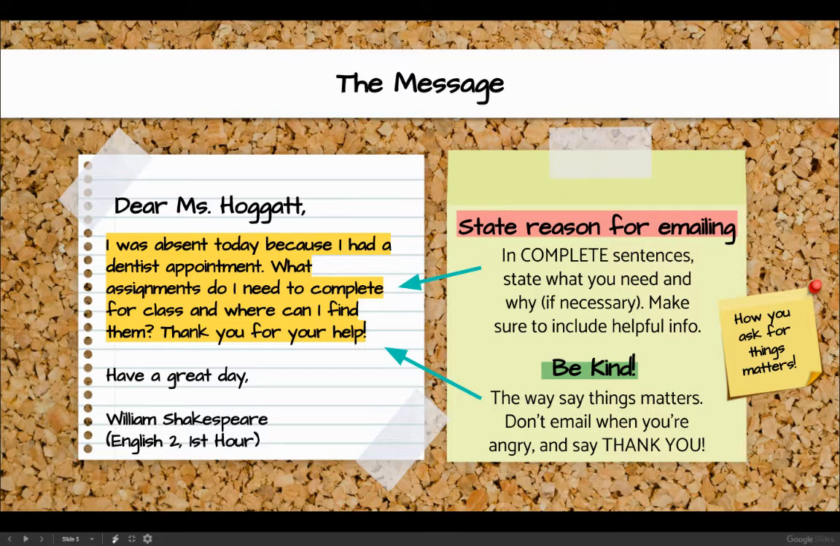Also, it's very nice to say thank you whenever you're emailing your teachers, because often when we are emailing our teachers, we're asking for help, we're asking for something. When you ask for something in American culture, we say thank you. So make sure that you use manners. Manners matter.